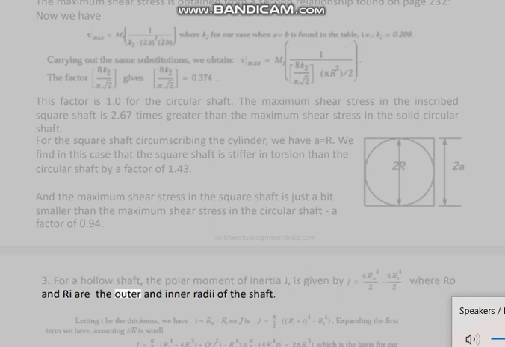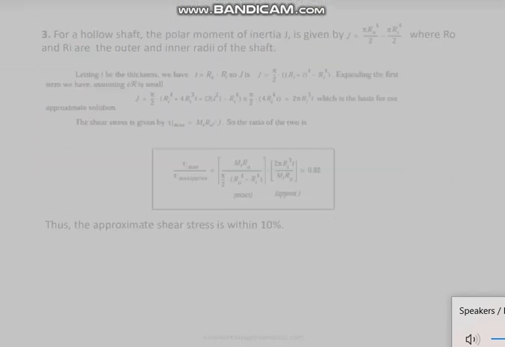3. For a hollow shaft, the polar moment of inertia J is given by this expression, where ρ and r_e are the outer and inner radii of the shaft. Thus, the approximate shear stress is within 10%.